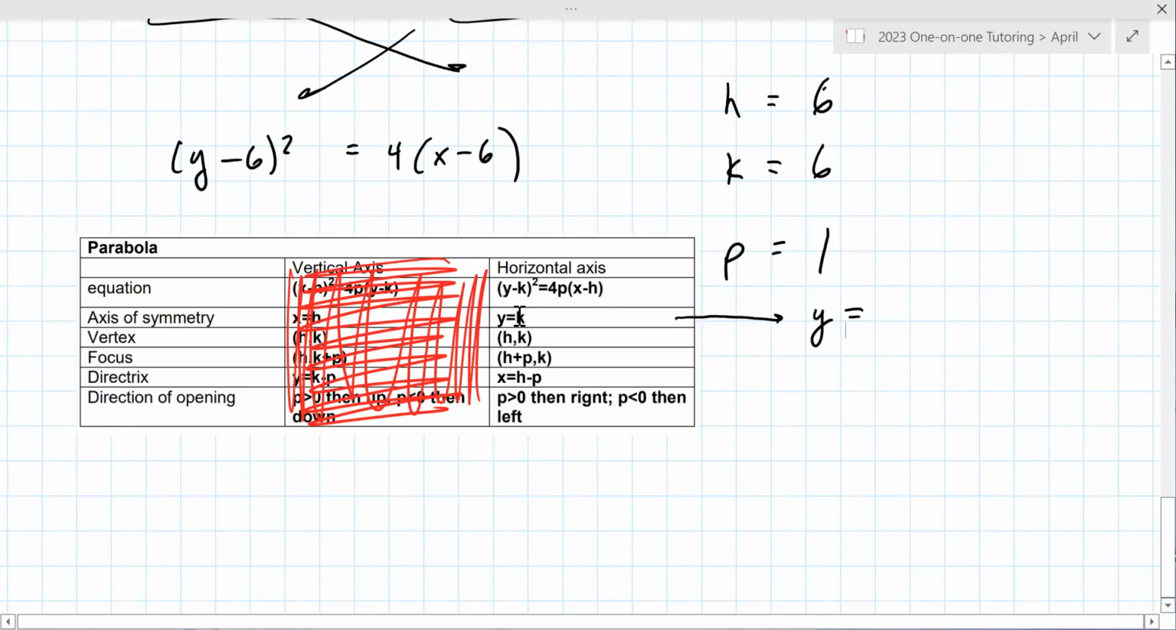What is your value of K? So to find that, you would set Y equal to K. Yep, and your K value is 6. So just to be clear, you're not manipulating this equation anymore. You're just using the values that you found for H, K, and P. Wouldn't it also be 6?